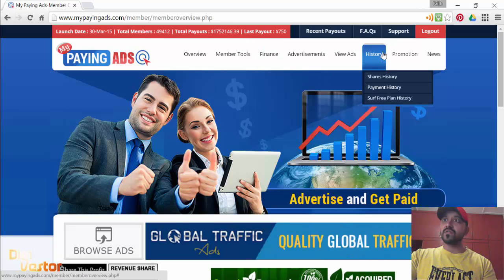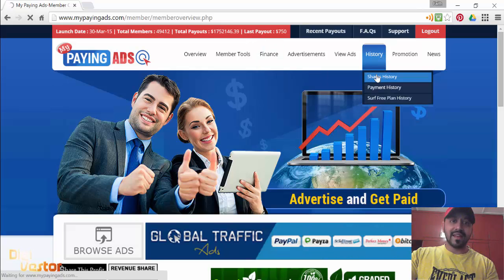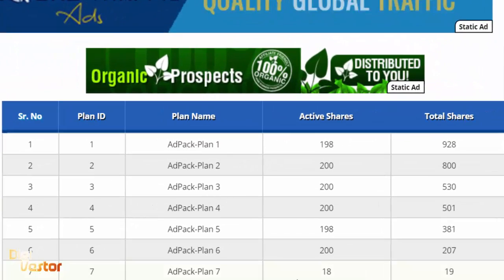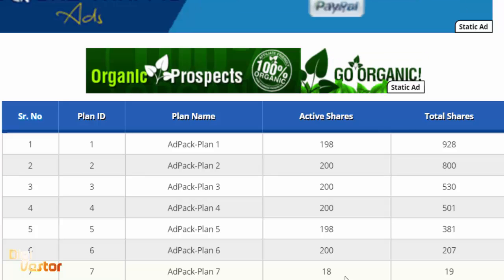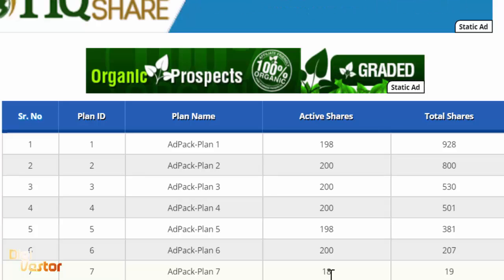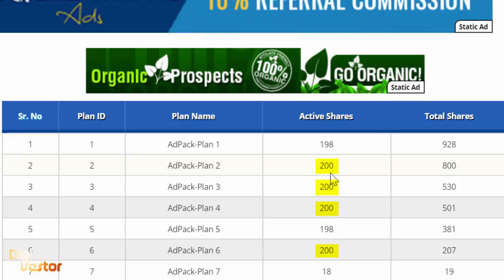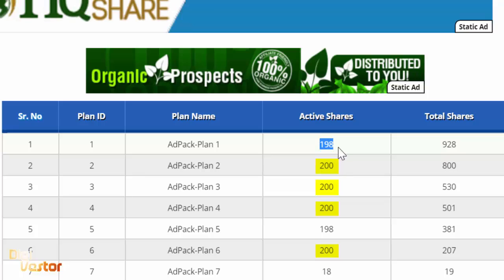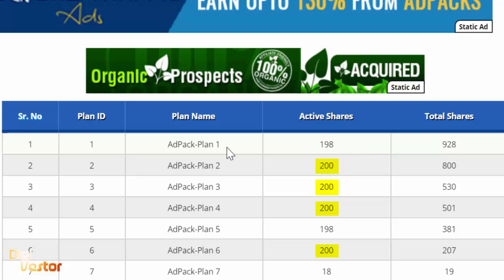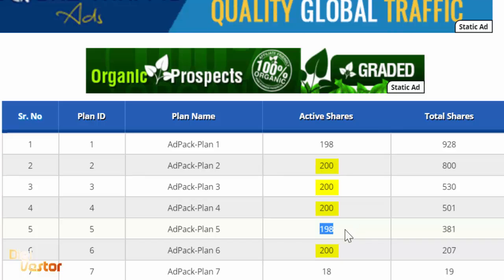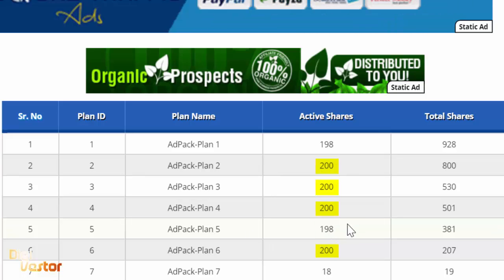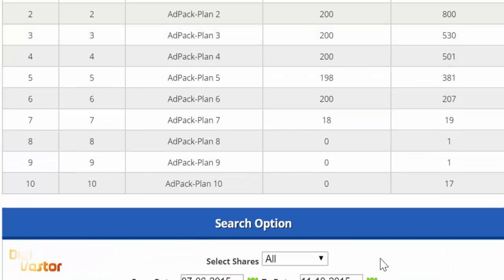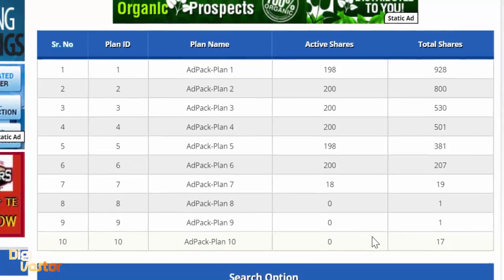Since the purpose of this is to show you what to do with your previous levels, I'm going to go straight to share history. As you can see, I'm on level 7 right now. I've got 18 shares active on level 7, and you'll see I always max out on all my previous levels, okay? But now you see there are only 198 active shares here in ad pack level 1, and there's 198 in ad pack level 5, which means, from levels 1 to 9, the maximum number of active shares it can hold is 200.